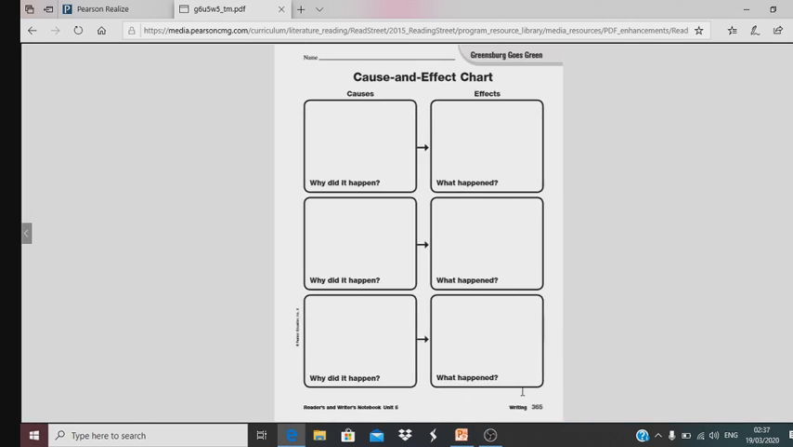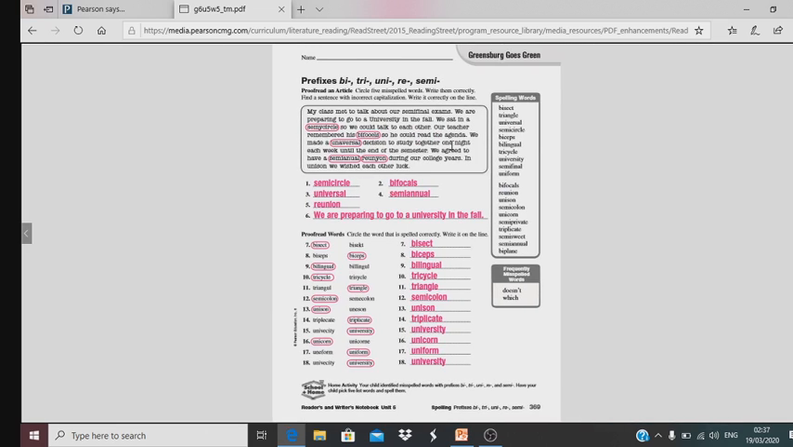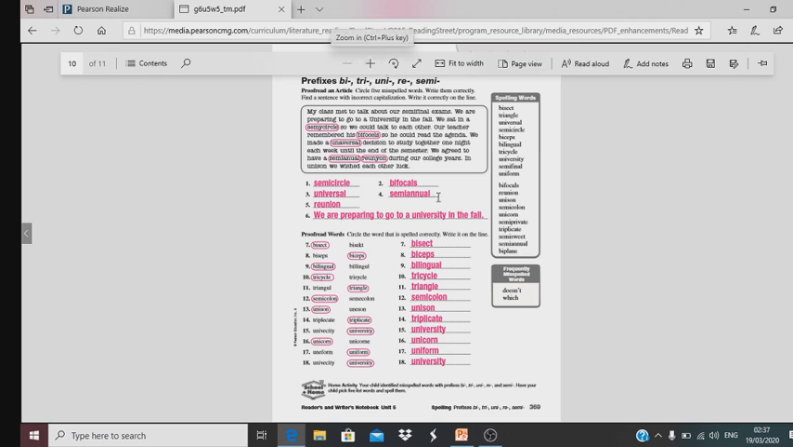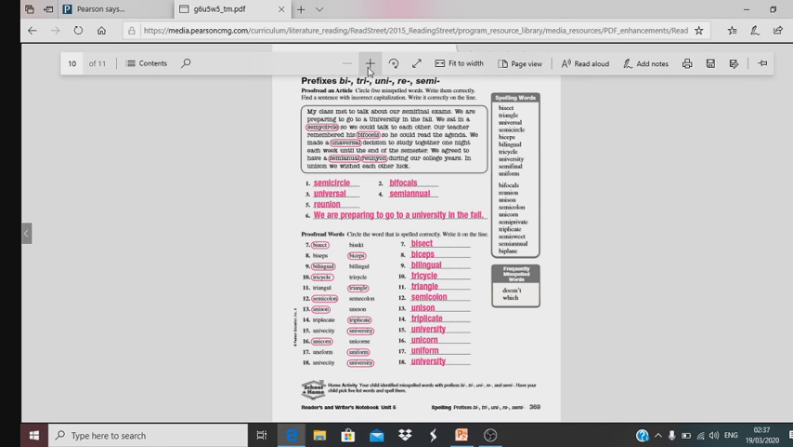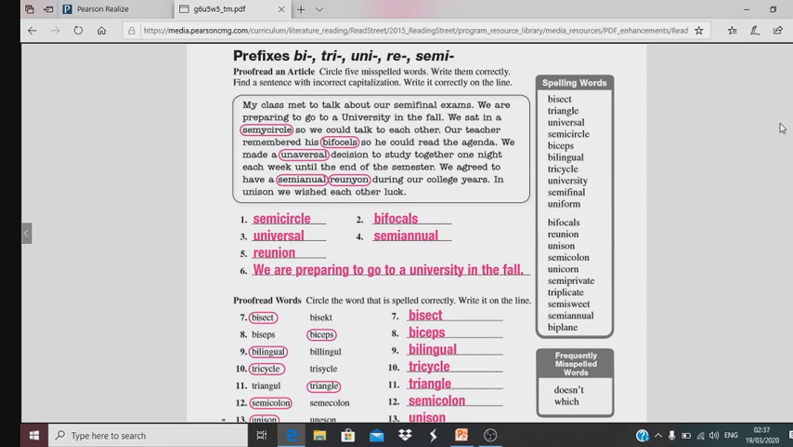So let's answer the next part of the classwork page. It's page 369. Okay, so here we have: circle 5 misspelled words. Write them correctly. Find a sentence with incorrect capitalization.